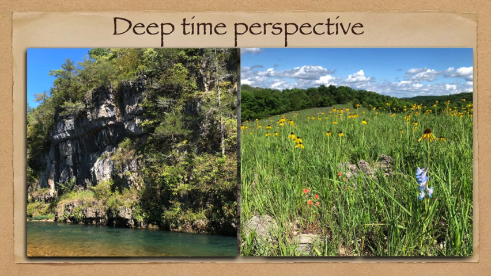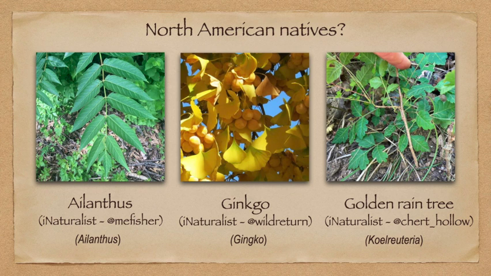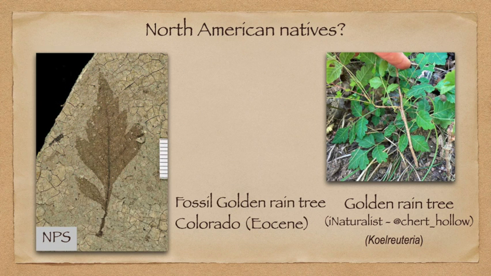And this affects how we think about concepts like ecological baselines, and even what it means for a species to be native. For example, how many native North American species do you see here? All of these plants are considered introduced into North America. But check the North American fossil record, and you'll see that each genus used to grow on this continent. For example, here's a fossilized leaf of the golden rain tree from Florissant fossil beds in Colorado, from the Eocene about 35 million years ago.